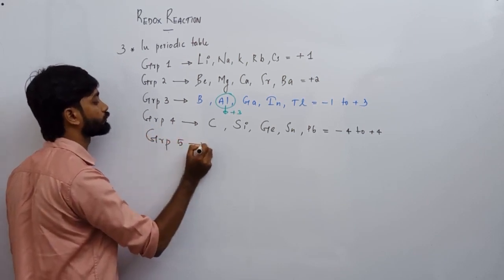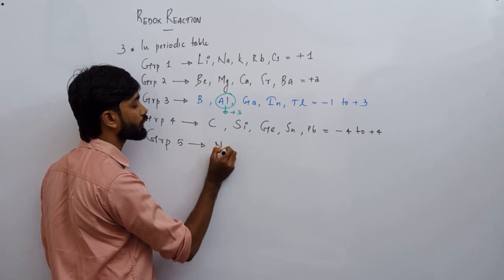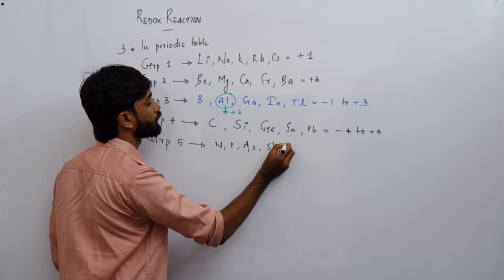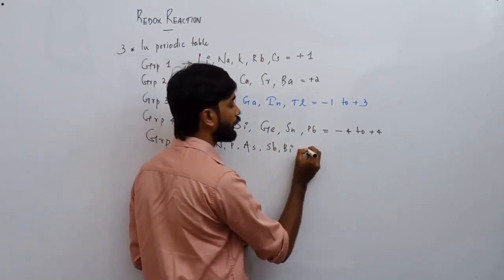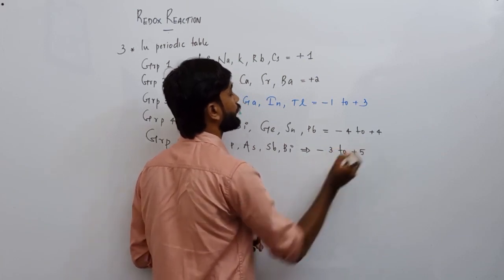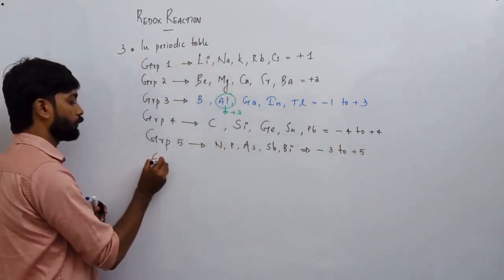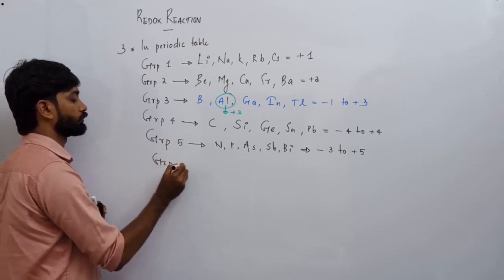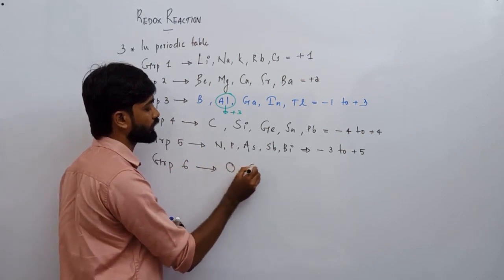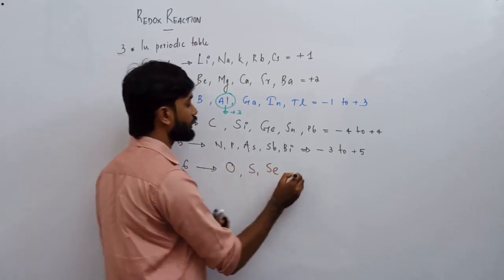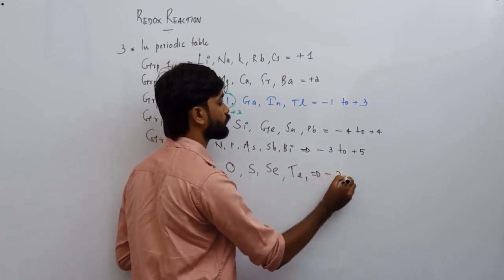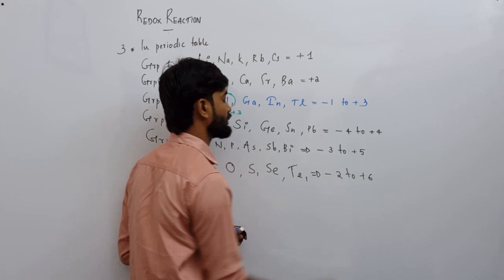Group 5, the members are nitrogen, phosphorus, arsenic, antimony, bismuth. And they can show variation from -3 to +5. And group 6, which means the 16th group: oxygen, sulfur, selenium, tellurium. And they show from -2 to +6.